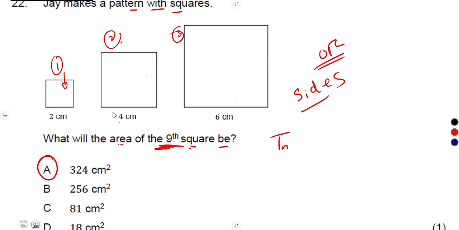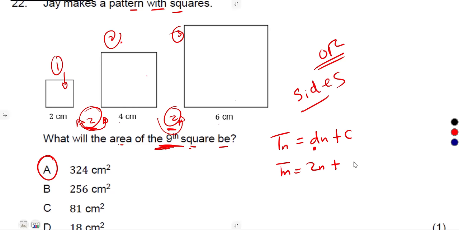2 corresponds to 4. 3 corresponds to 6. As we can see from this number pattern, there's a difference of 2. A difference of 2, so that's a linear pattern. So Tn is given by dn plus c, where d is the common difference, the constant difference, which is 2. So Tn is equal to 2n plus c.